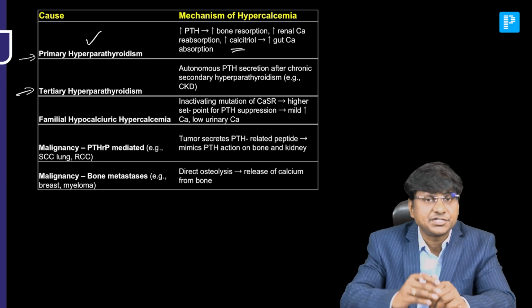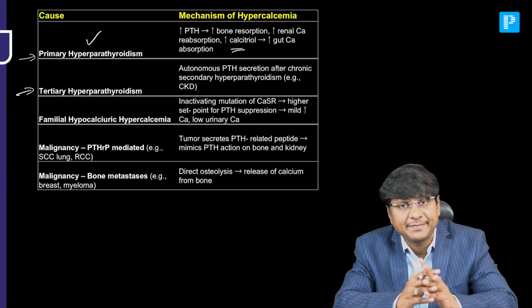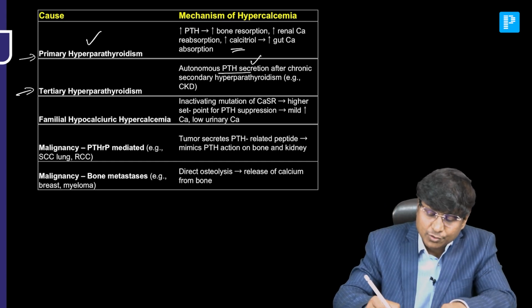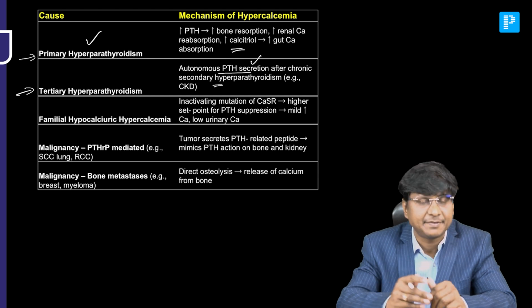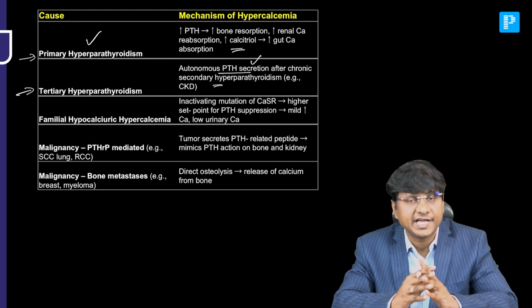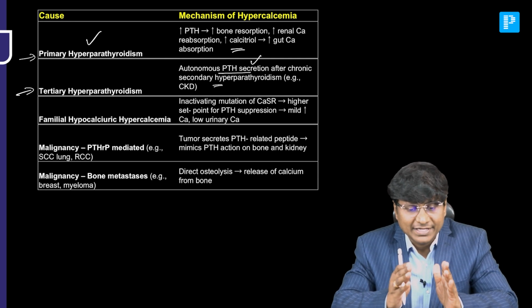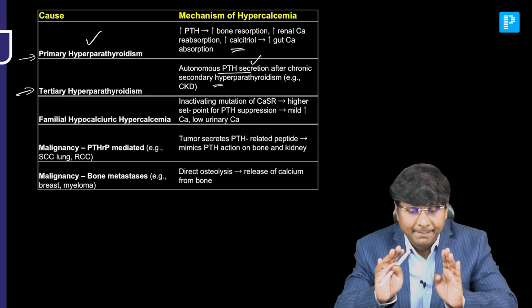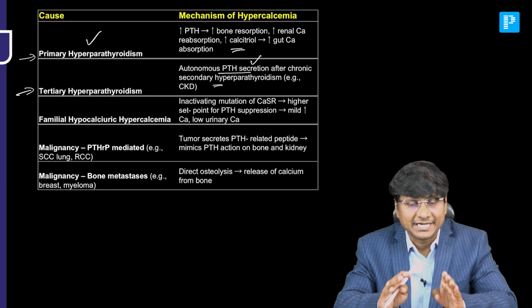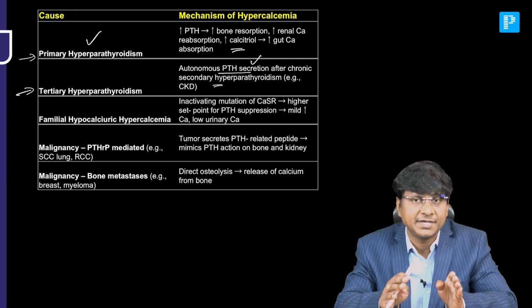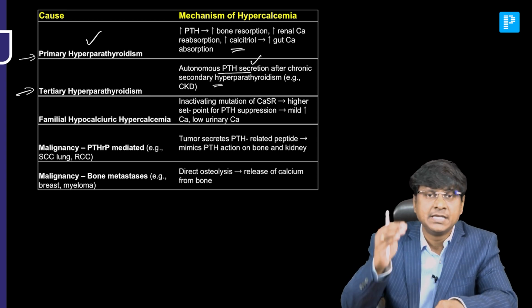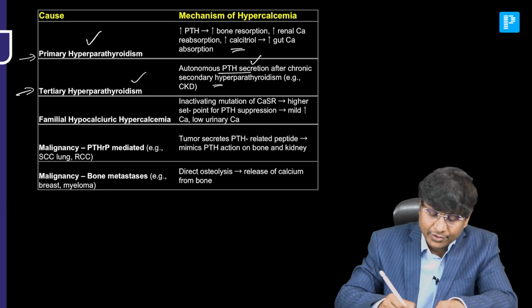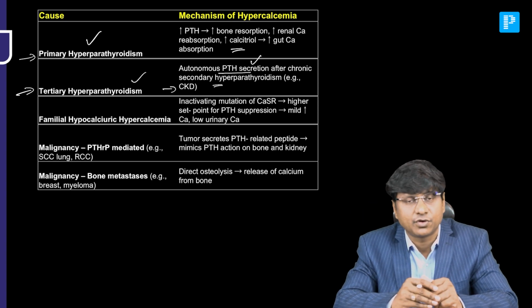Whereas in case of tertiary hyperparathyroidism, there also you will have hypercalcemia. What is the mechanism? Here there is autonomous parathyroid hormone secretion after chronic secondary hyperparathyroidism. So, what is tertiary hyperparathyroidism? Once you correct hypocalcemia in case of secondary hyperparathyroidism, parathormone secretion should reduce. But in spite of correcting the hypocalcemia, parathormone levels are still elevated. That is called tertiary hyperparathyroidism and is commonly observed in the scenario of chronic kidney disease.